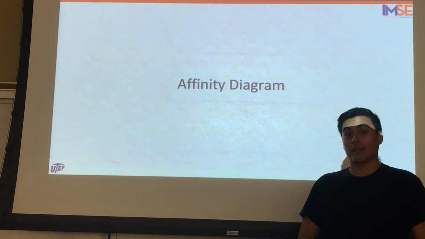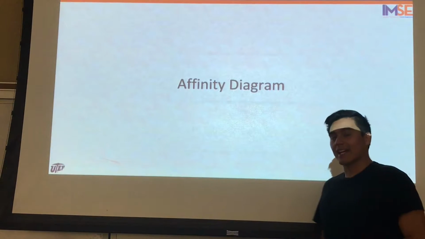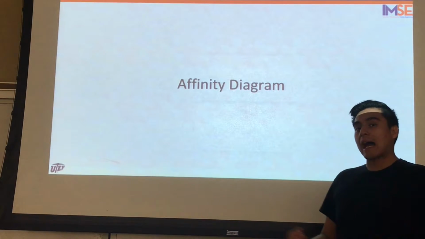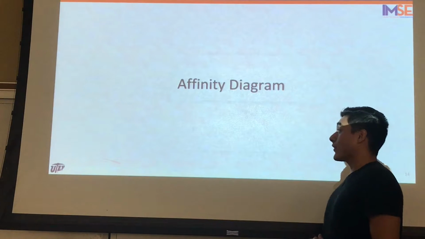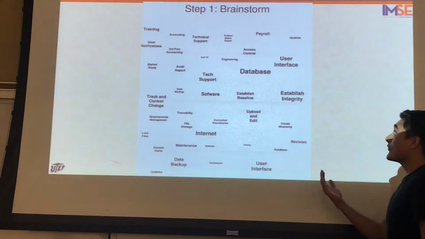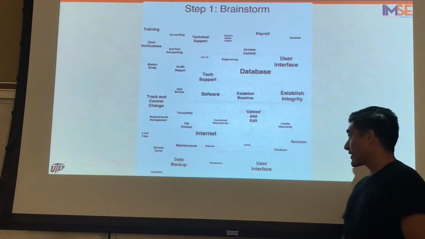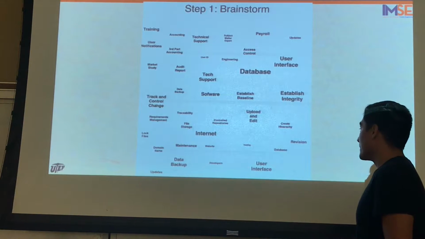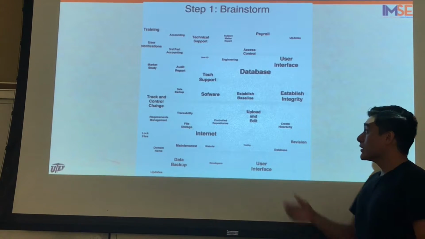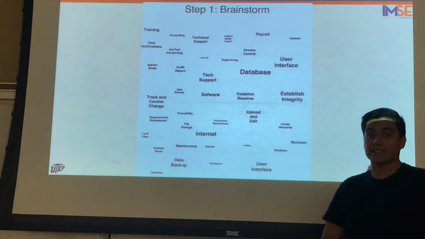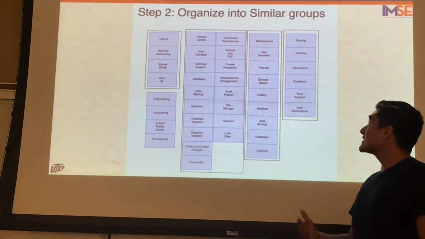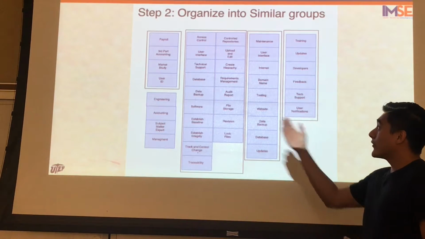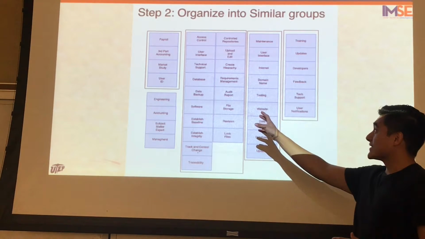The purpose of an affinity diagram is to organize data and ideas using a systems thinking approach. We were tasked with creating an affinity diagram outlining the functions of our configuration management system. The first step that we undertook was a brainstorming process in which we came up with ideas and concepts such as establish integrity, create hierarchy, track and control change, and other various ideas. The next step was to organize them into similar groups.